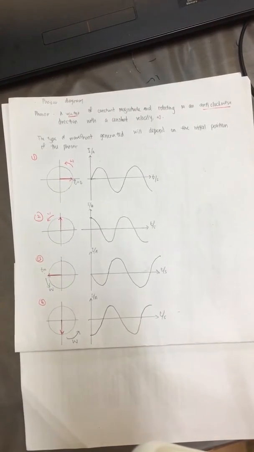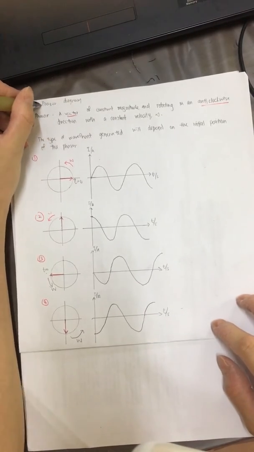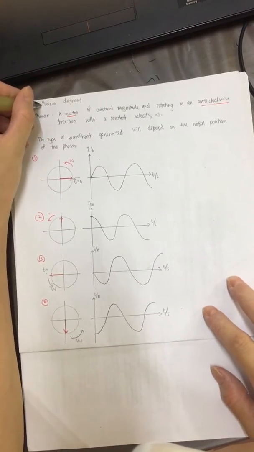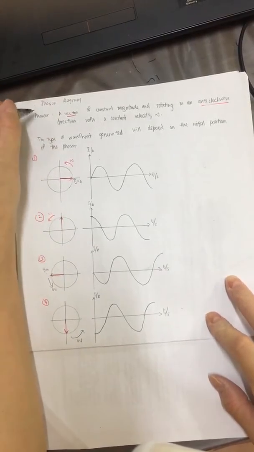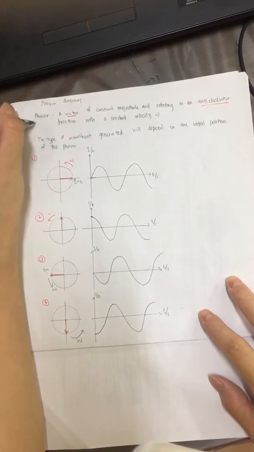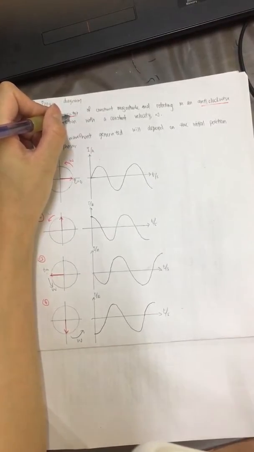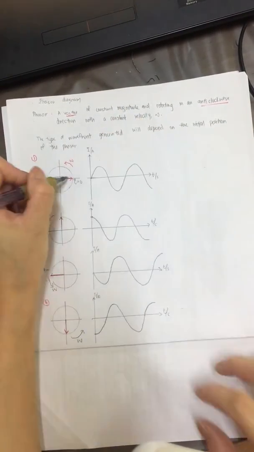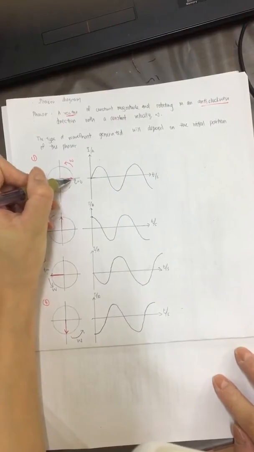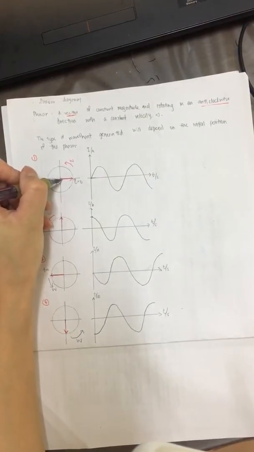Okay, now we will introduce you to the phasor diagram. Before you know how to analyze the phasor diagram, we need to know what a phasor is. A phasor is actually a vector which has a constant magnitude. The magnitude here means this length. This length represents the magnitude.